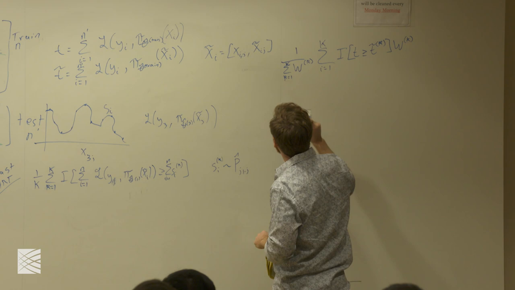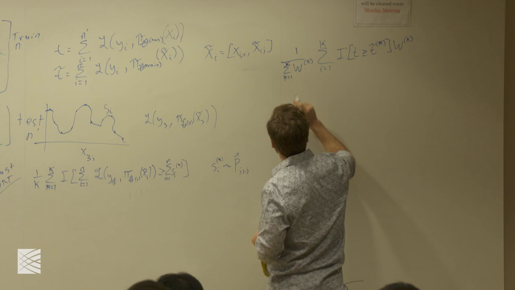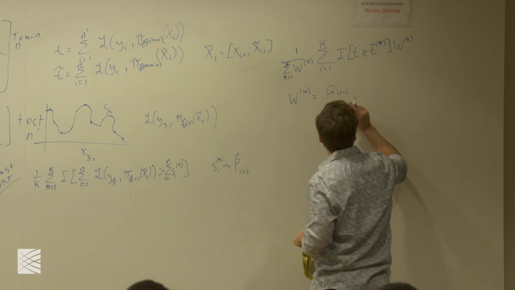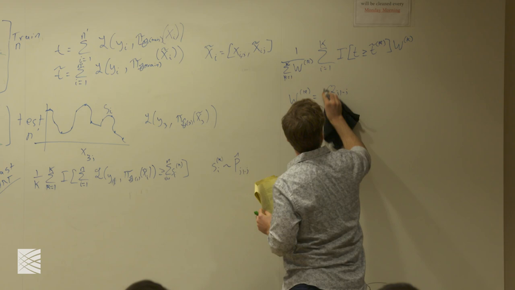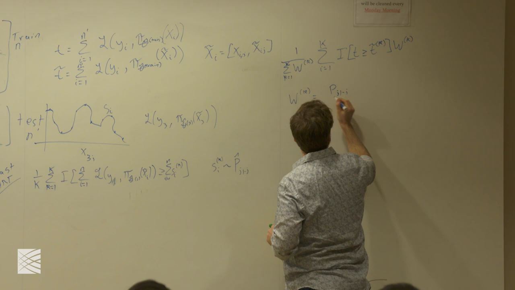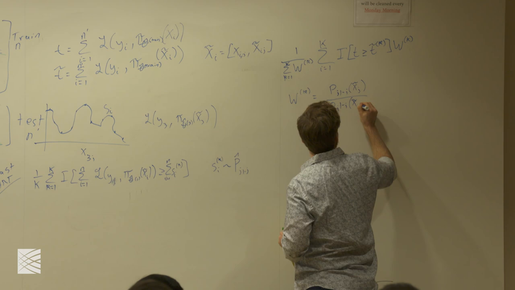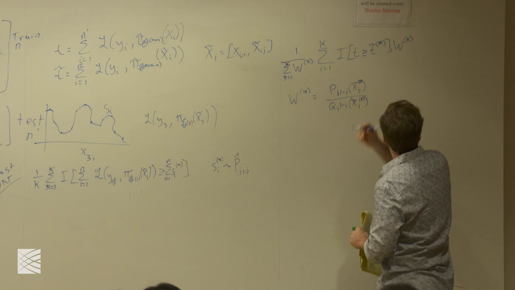Where this k here is, where this w could be, for instance, p of j, J over Q of J given not J, X tilde J, K, K. Okay, and then over here, what you're actually doing is you're drawing these guys from Q of J.